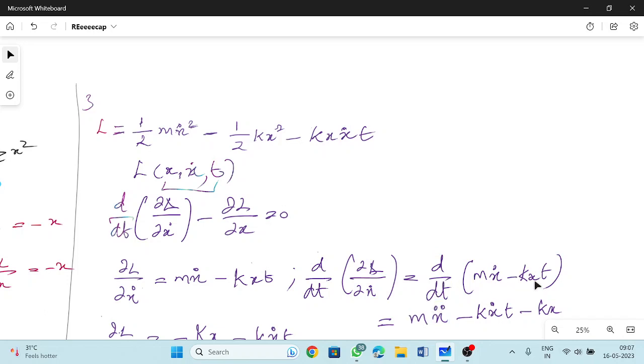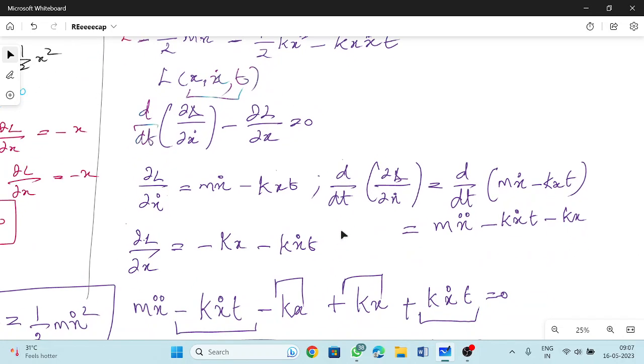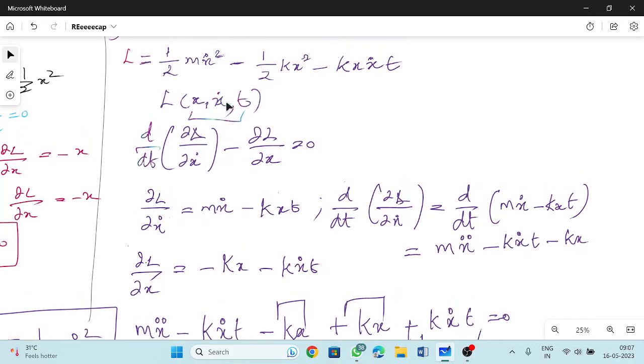Once you differentiate these two terms, for mx dot we'll be getting mx double dot. Here we have two terms, x and t. At first we have minus kx dot t, and differentiating with respect to t, we have kx. Then ∂L/∂x: we have to differentiate the Lagrangian with respect to x. So we have minus kx and minus kx dot t, with respect to x, we are differentiating.